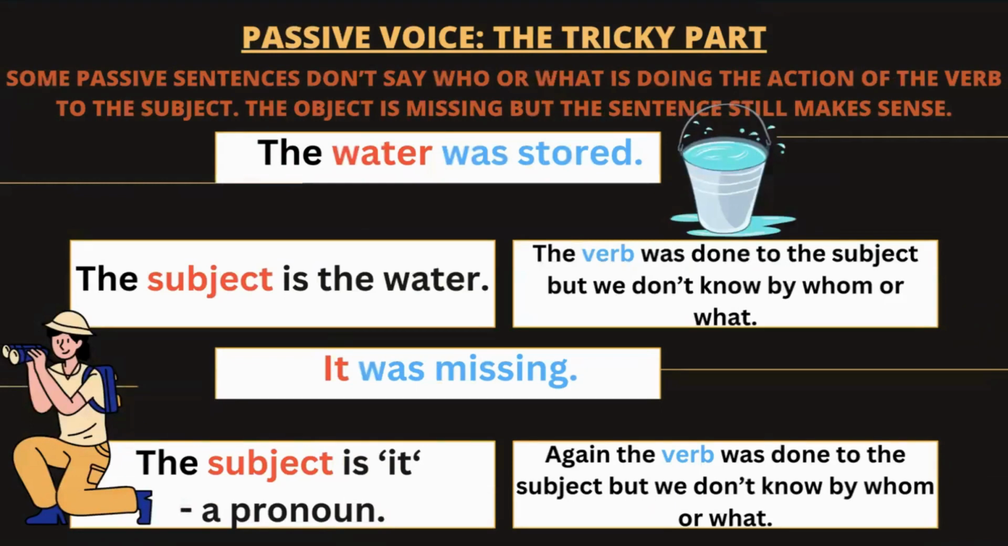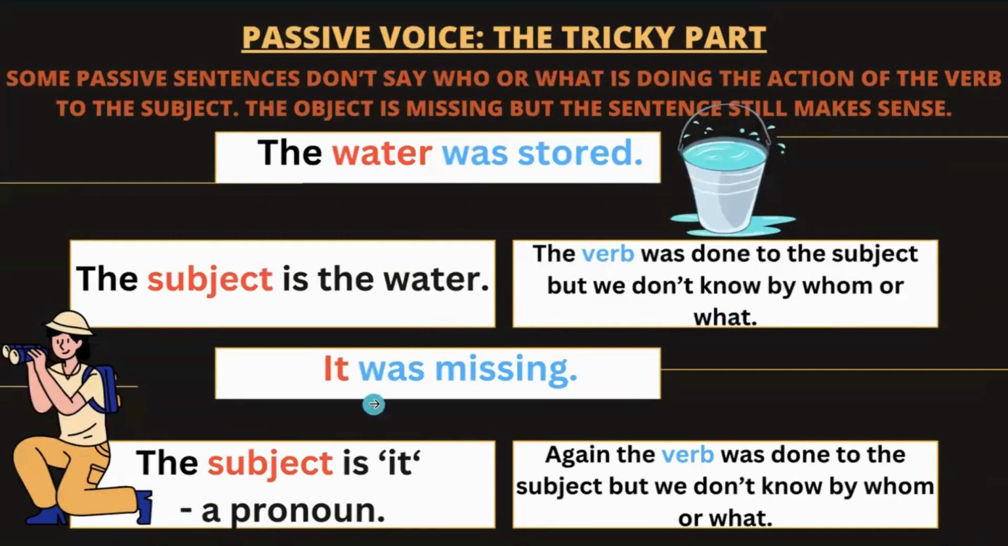Now there are some tricky parts in the passive voice. Let's see it. Some passive sentences don't say who or what is doing the action of the verb to the subject. The object is missing, but the sentence still makes sense. The example will give you better understanding. The water was stored. Here the subject is the water, and the verb was done to the subject, but we don't know who did. So we don't know by whom or what.